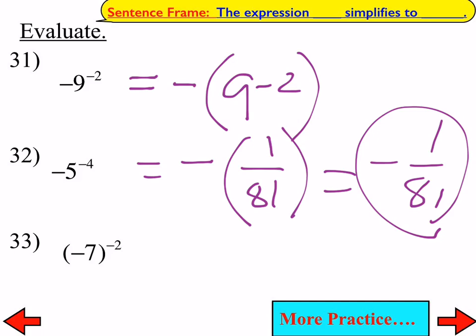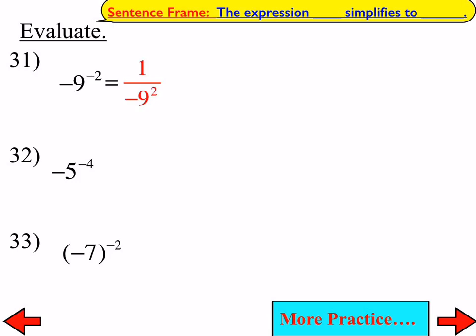32 would be negative 1 over 6 to the fourth power, which equals 1 over negative 1 over 5 times 5 times 5, which is 125 times 5.